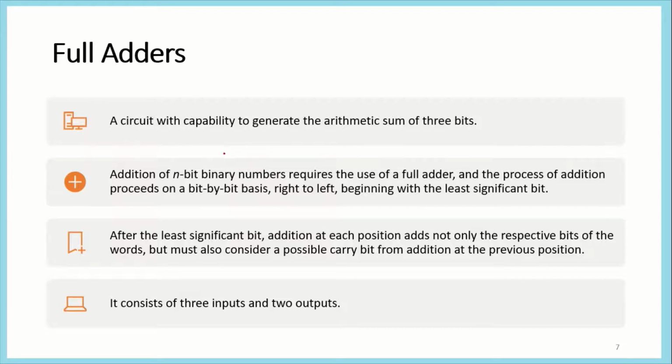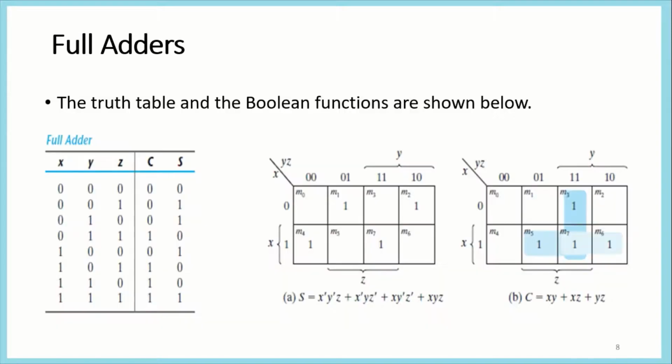Now because we have a 3 input system, the first thing required is to draw a truth table for it. So we draw a truth table according to the three inputs X, Y and Z, and we will again be calculating the carry and the sum terms.